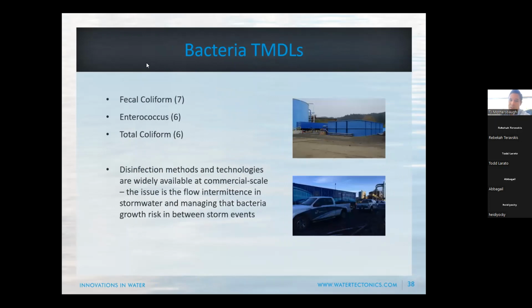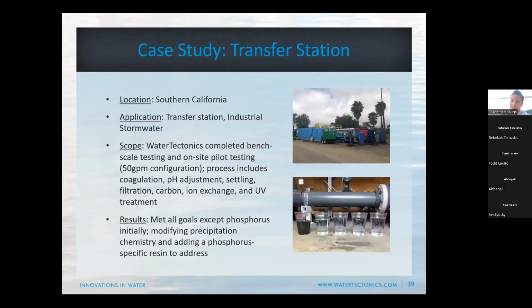And then bacteria TMDLs, so things like fecal coliform, entero, total coliform. Lots of options here, right? Disinfection of water is something we do in drinking water all the time, right? Widely available, commercial scale. A lot of the challenges are with flow intermittence, right? Stormwater is not flowing all the time like drinking water plants are, so they can have a steady state process. Stormwater, you don't have a steady state process, so the challenge is managing bacterial growth in between events, and making sure that you keep that down.